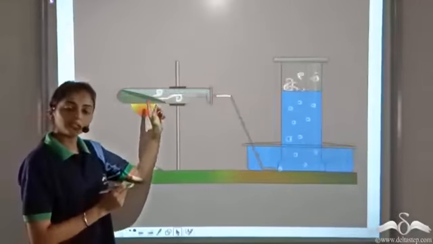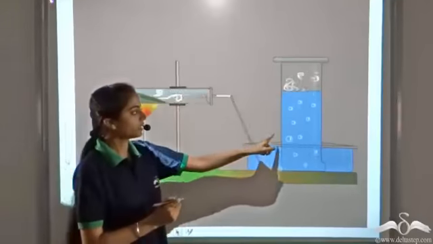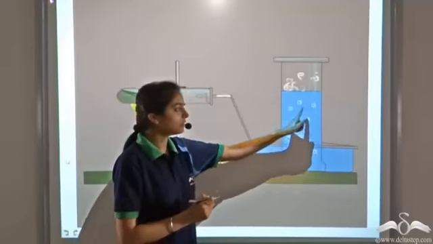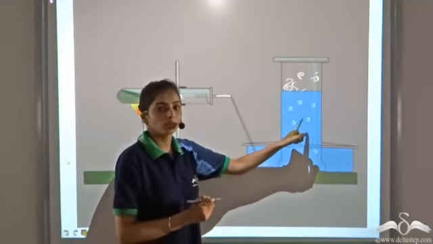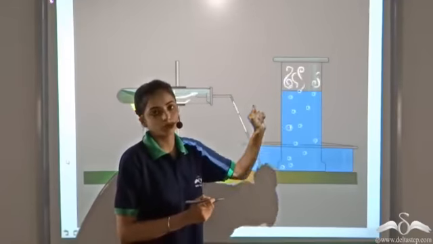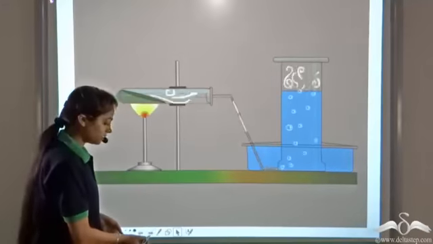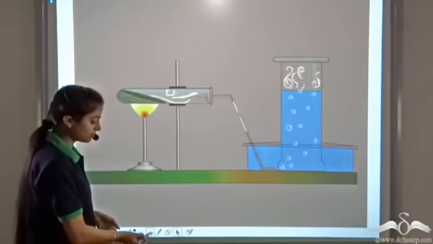As we heat it, the gas methane is evolved. The bubbles are of methane. Since the gas is insoluble in water, it is collected on the top. So let's see the reaction that is taking place.